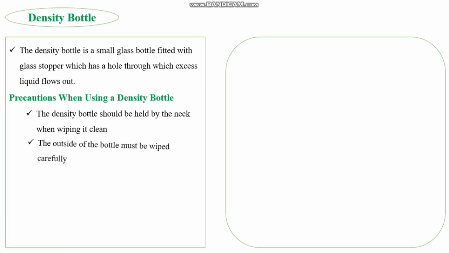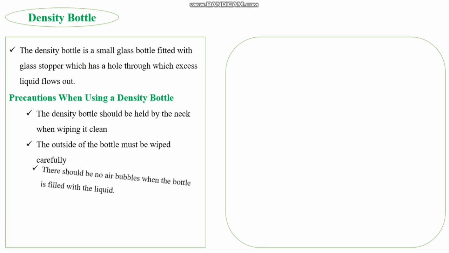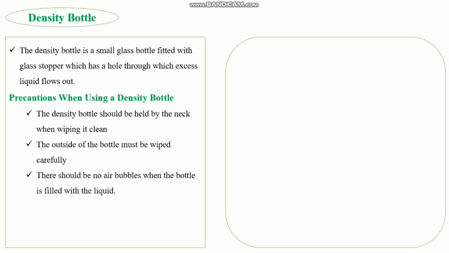The second one is that the outside of the bottle must be wiped carefully. The last one is that there should be no air bubbles when the bottle is filled with the liquid. This is because we just need the accurate volume of the liquid. If there are air bubbles, they will take some volume, therefore we cannot obtain the actual volume of the bottle. It is important to note that the density bottle can be used to measure the density of both liquid and solid objects.